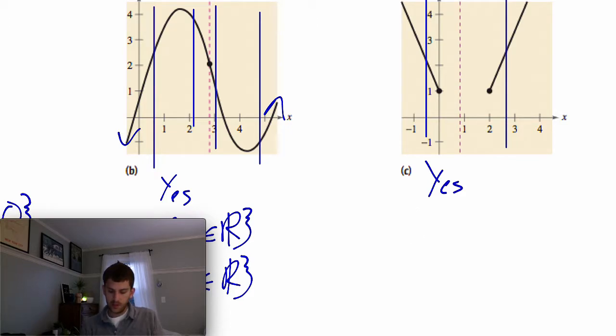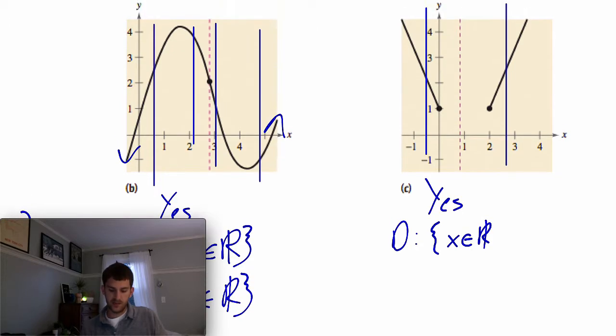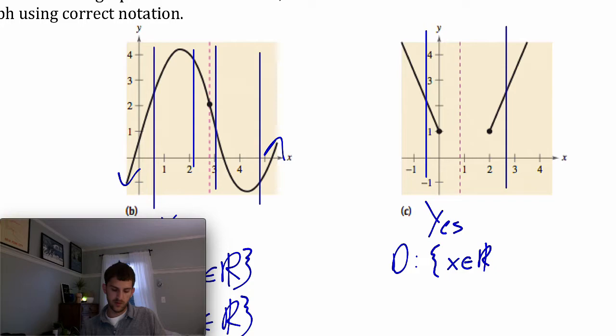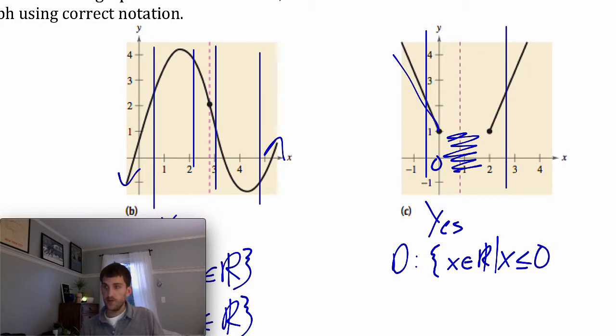So the domain, still talking about x's that are real numbers, but it's not going to be every x value. In fact, there's a big gap that it doesn't equal. For example, there's nothing in this area here, nothing between 0 and 2. So what we're going to say is x is an element of the reals such that x is, for the one on the left, it's going to be to the left of 0. So we're going to say x is less than or equal to 0. And then for the other one, we're going to say x is greater than or equal to 2. So just anything not between 0 and 2.